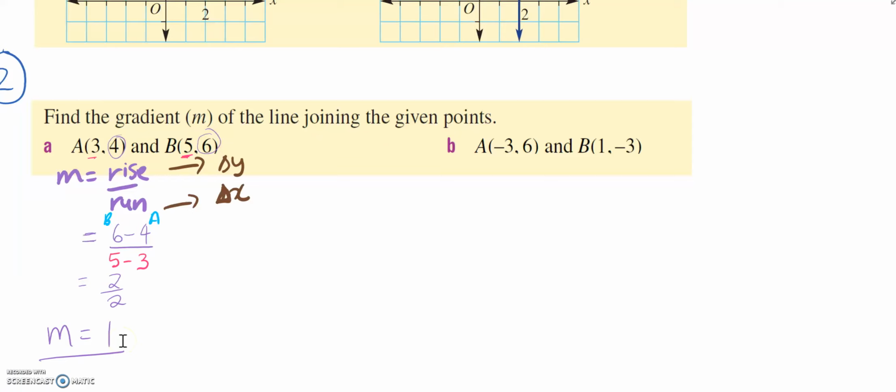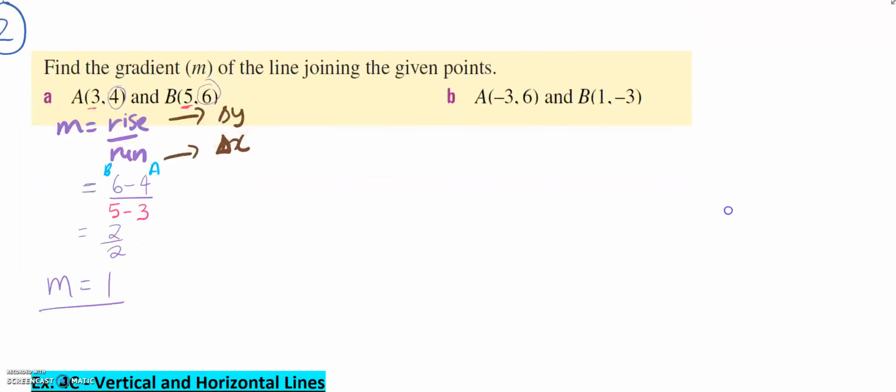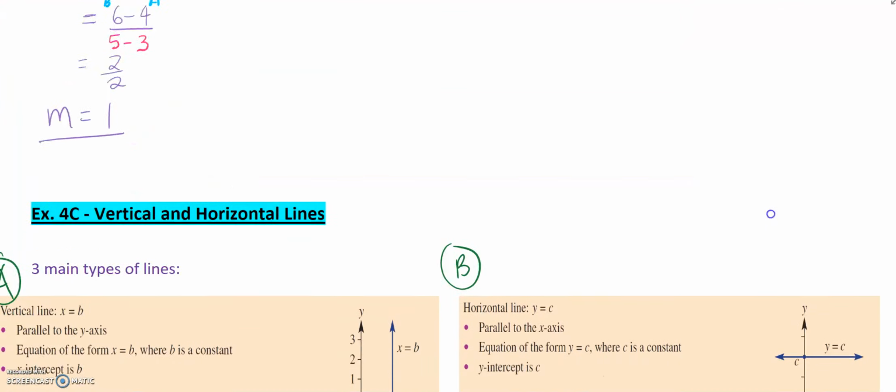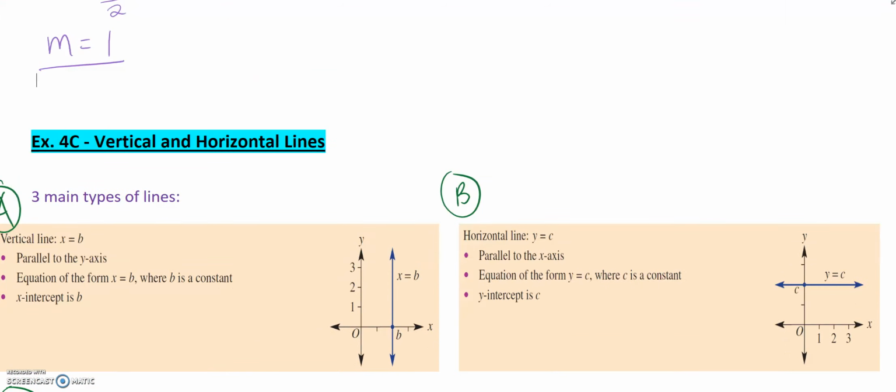Okay, now moving on. The 3 main types of lines that we have. 3 main types. 1, vertical line, which is that. Vertical line has a gradient of, yes, undefined. Good job. You guys are on the ball today. Well done. So let's add that as well. Okay, m equals undefined.